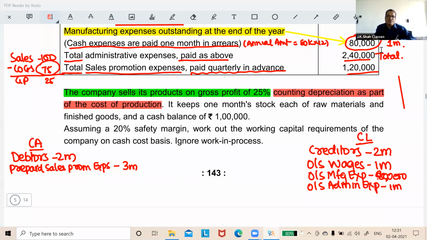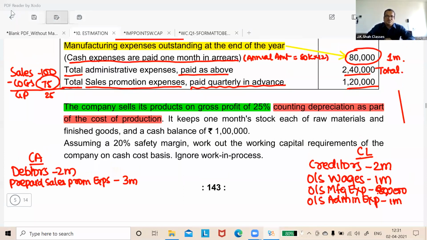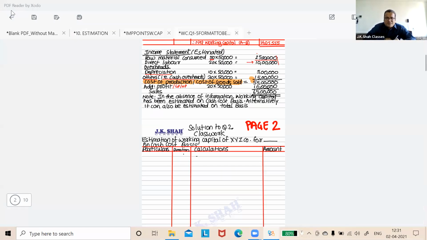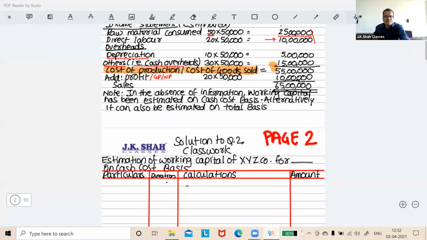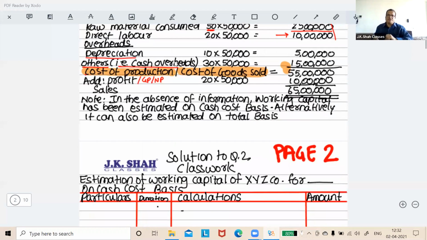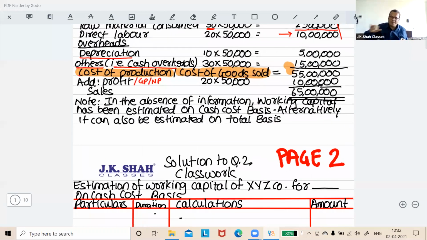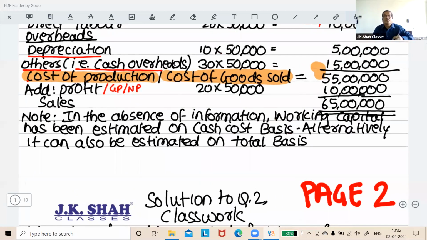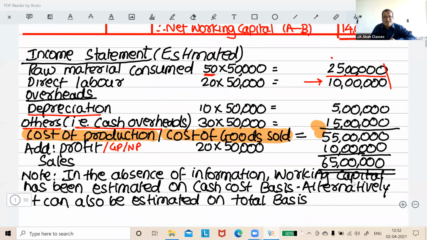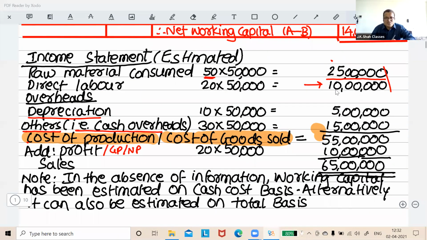It's so funny, no? You've done this, but you don't realize what you've done. Read this line: counting depreciation as a part of cost of production. You tell me, just now for the earlier question, for question number 1, have you not prepared this income statement? You happily copied it without any issues?